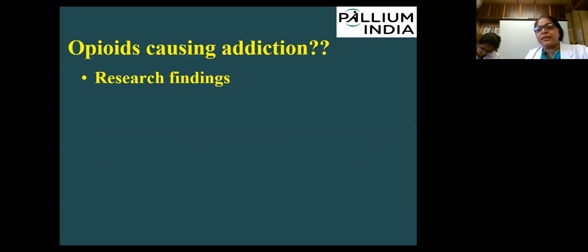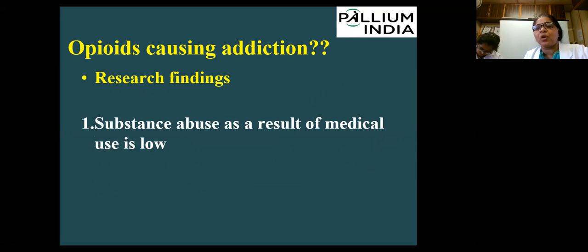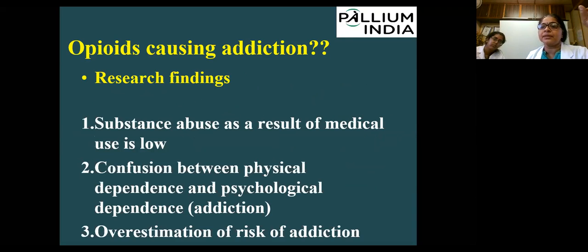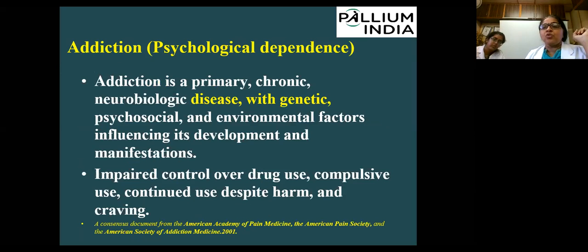And about causing addiction. Today, you have a lot of patients who walk around with Google. And so the first thing they will find out is, you are giving me a drug that is going to cause addiction. And we have enough evidence to show that substance abuse as a result of medical use is low. The confusion is always between physical dependence of the drug and psychological dependence. When we talk of addiction, we talk of psychological dependence. Next slide, please. And we worry too much about the risk of addiction.